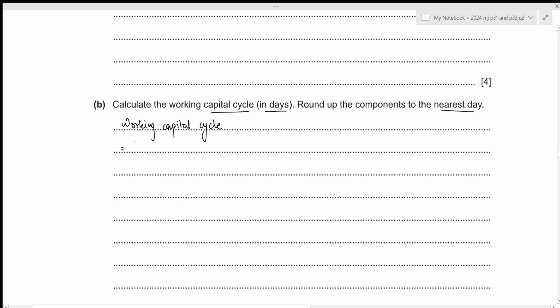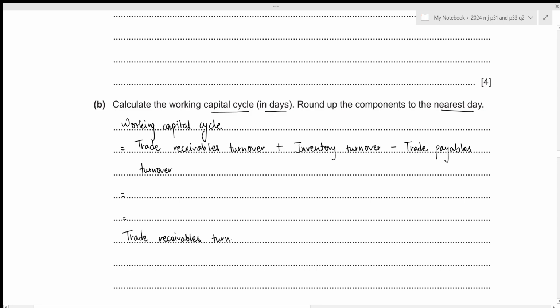So this is just going to be the trade receivables turnover plus the inventory turnover minus the trade payables turnover. Okay. Now we need to calculate each of these components. Let's start with the trade receivables turnover.